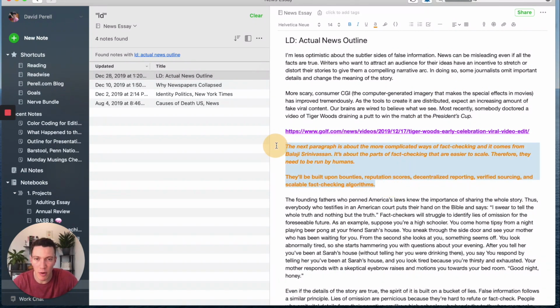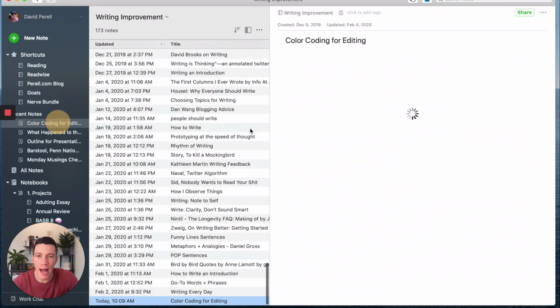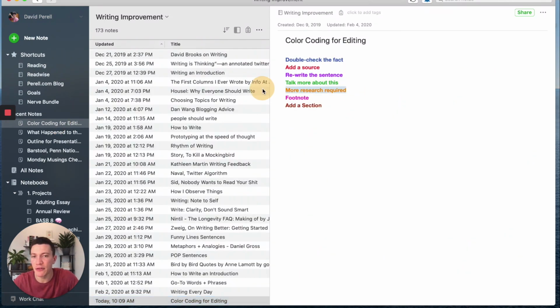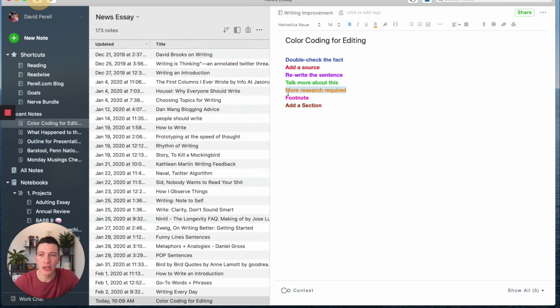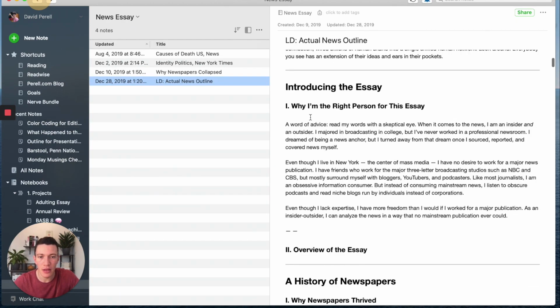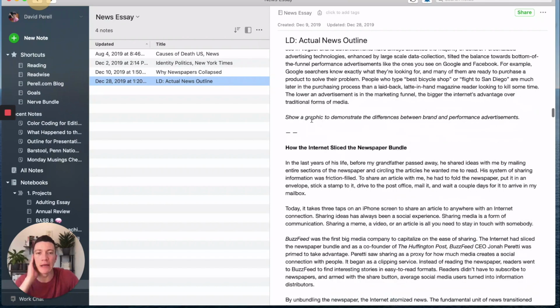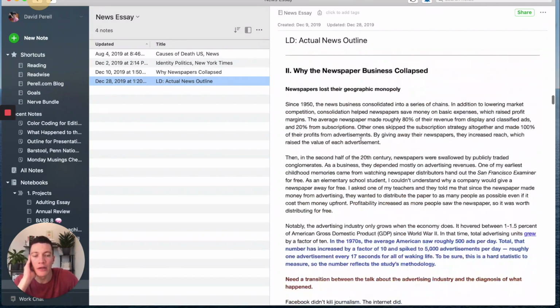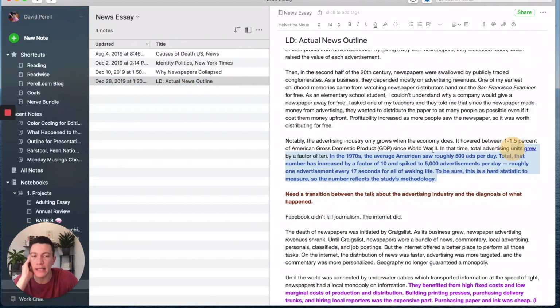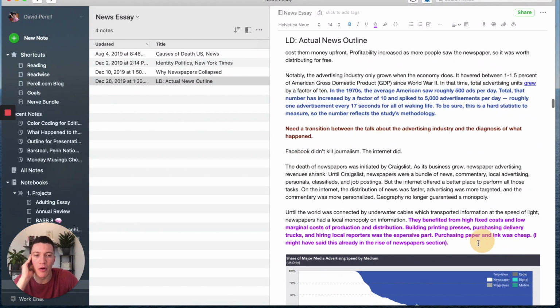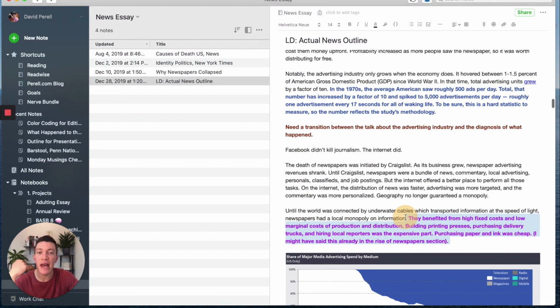For example, once again, this orange right here, we go back, we know that that means that there's more research required. Or you come back to the long essay and you see purple, okay? So blue, for example, check the facts, make sure that that looks good. Purple, I'm going to have to rewrite this sentence. And then I can just come back to it when I'm in an editing state, which is a different state of mind from actually producing things.